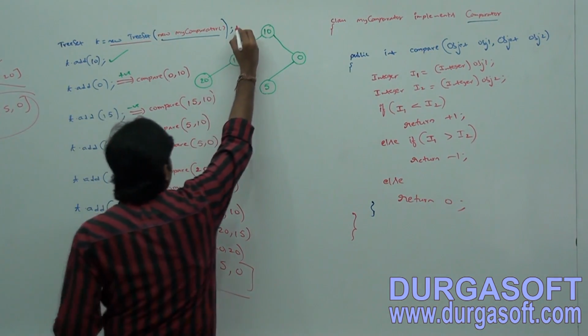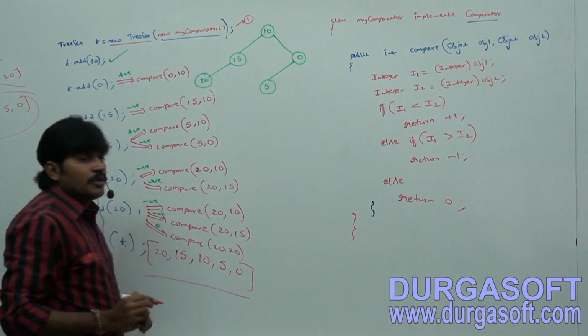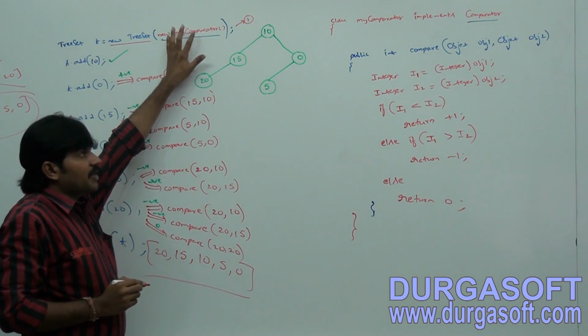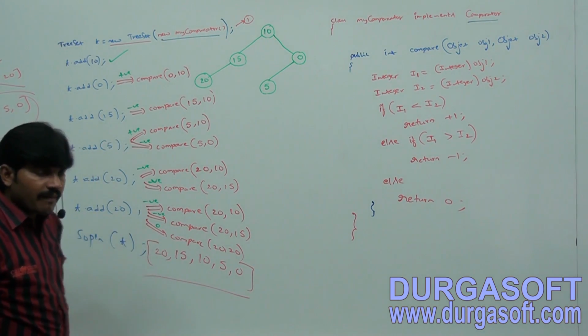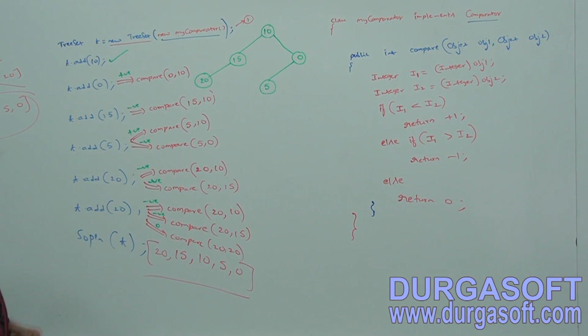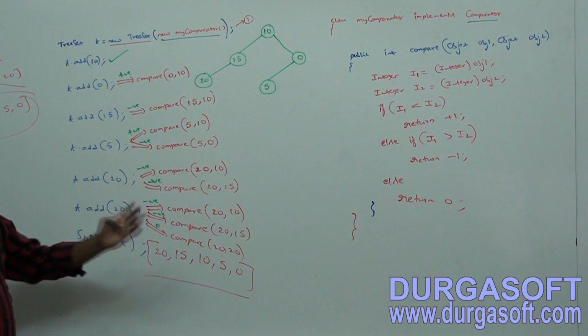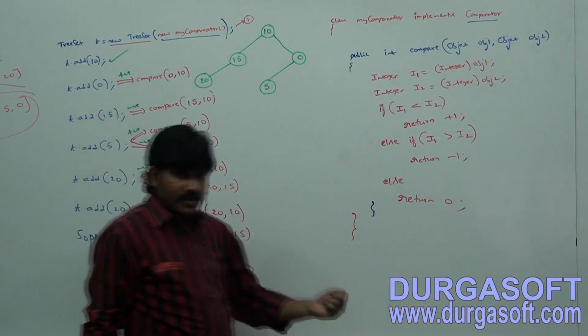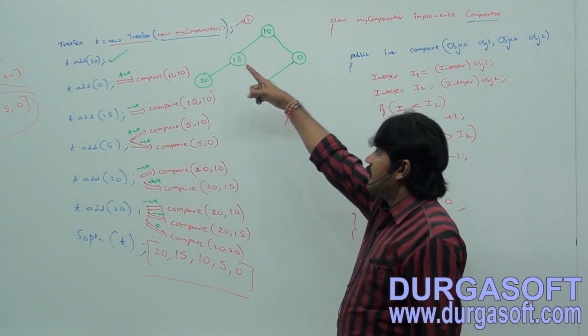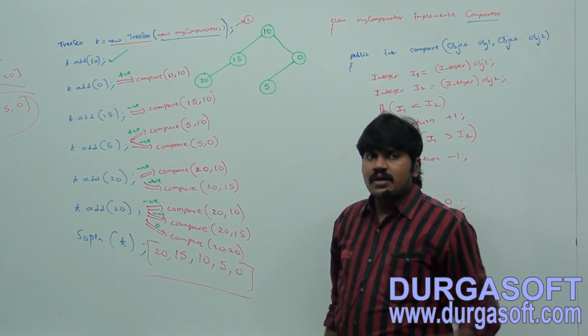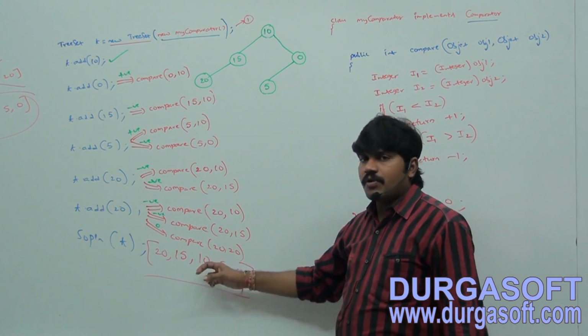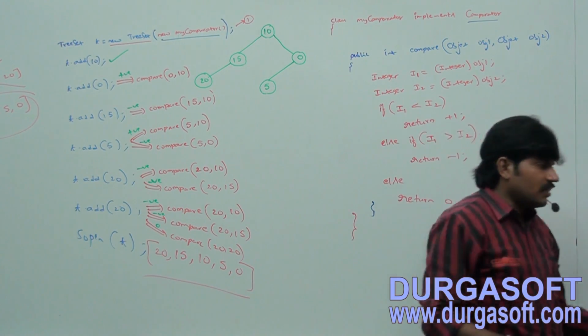Sir, here is one point you should be aware of. In line number 1, if we are not passing a comparator object, what is the answer? Default natural sorting order. Default natural sorting order means ascending order: 0, 5, 10, 15, 20. If we are passing a comparator object, the output is customized sorting, which is descending order.